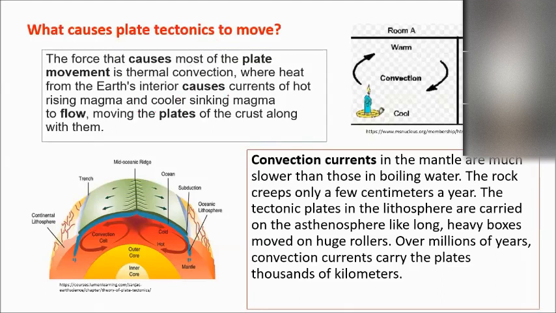So, when we say thermal convection, we have heat from the Earth's interior causes currents of hot rising magma and cooler sinking magma to flow, moving the plates of the crust along with them.